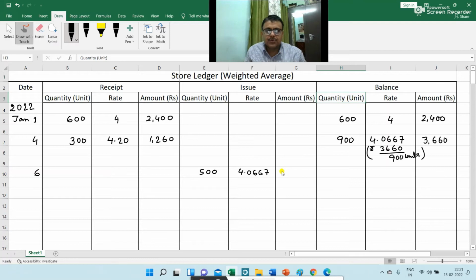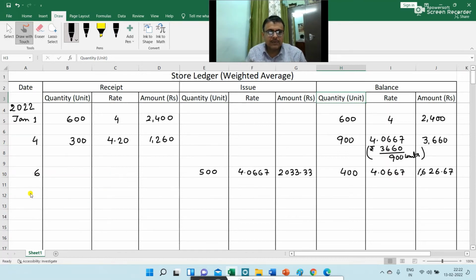You can simply multiply these two figures. So the value of issue on January 6 will be 2,033.33. So what is the closing stock of January 6? 900 minus 500 will be 400 and 3,660 minus 2,033.33, so you will get 1,626.67. So the rate will be 4.0667, the same rate. You can simply check. You can divide 1,626.67 by 400. You will get 4.0667.